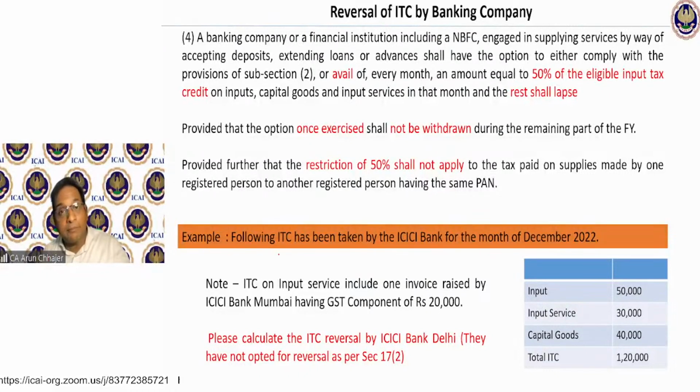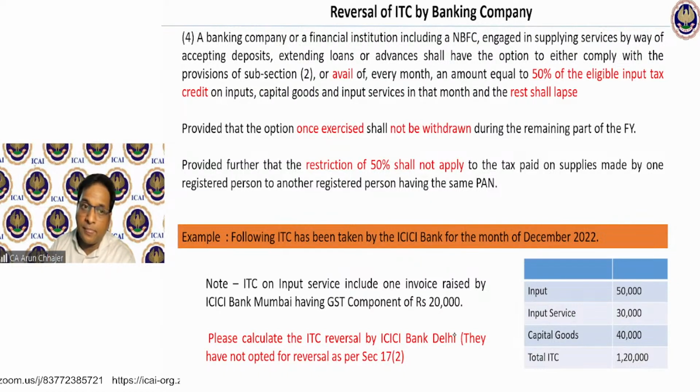Because we know the banking companies also provide some exempt supply, interest, and some taxable supply, processing fees, credit card loan, etc., any other charges. So they are also making some exempt supply, some taxable supply. So the rule 42, 43 would be applicable, but additionally, 17.4 says that you can adopt another option, straightforward 50% reverse the ITC.